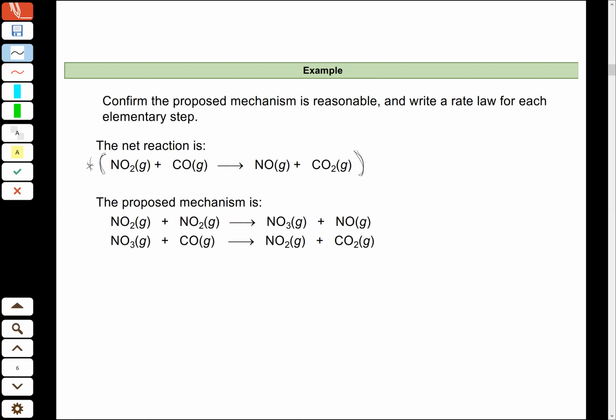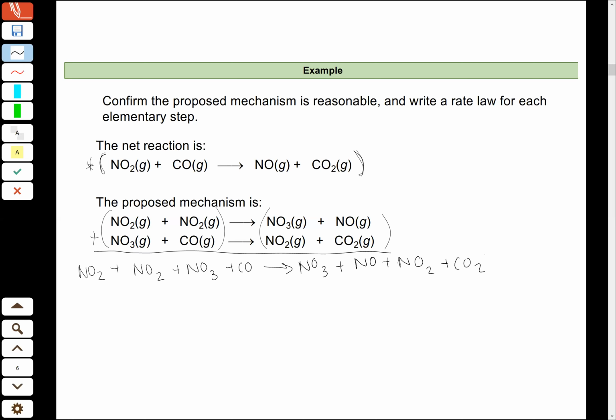And one of the first steps to confirming a mechanism as reasonable is making sure that our mechanism, each elementary step, actually adds up to a net reaction that is the overall reaction. And the way we would double check this is just by taking our proposed elementary steps and adding them up. And so I'm going to write all of my reactants on one side and all of my products on the other. So I'd have NO2 plus NO2 plus NO3 plus CO for my reactants, and then NO3 plus NO plus NO2 plus CO2 for my products.